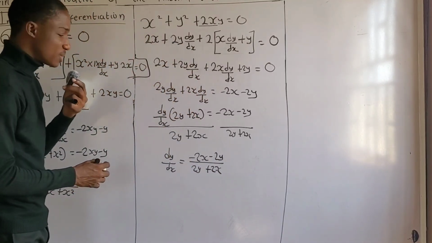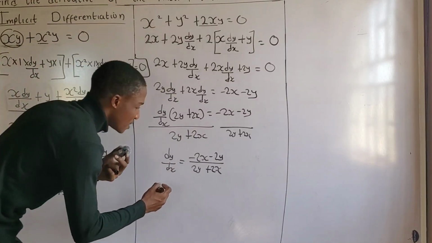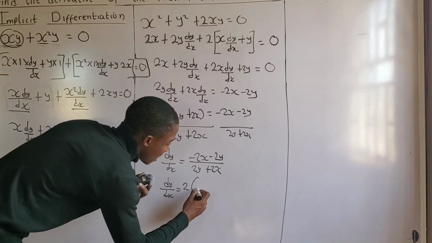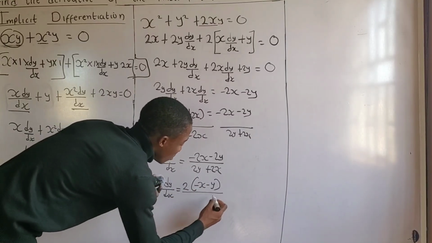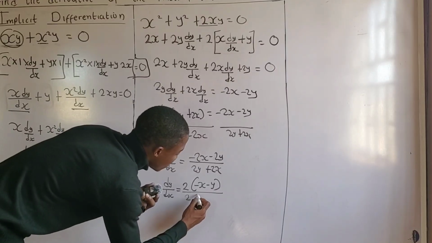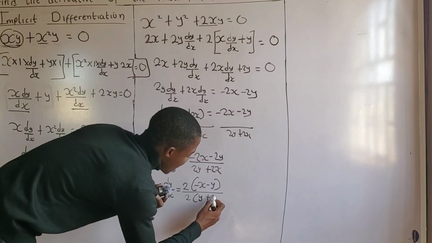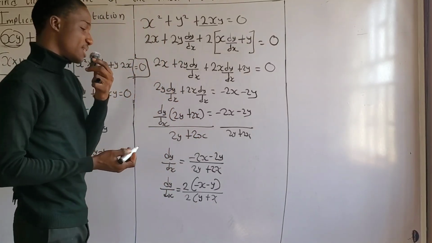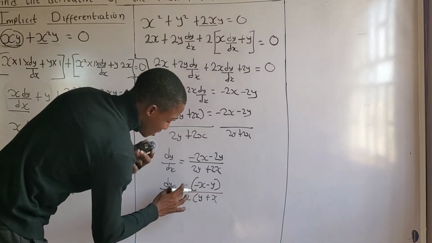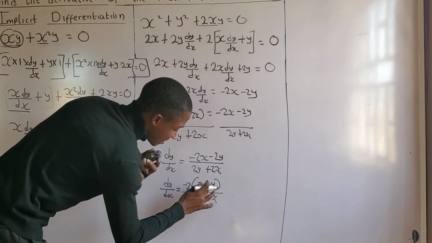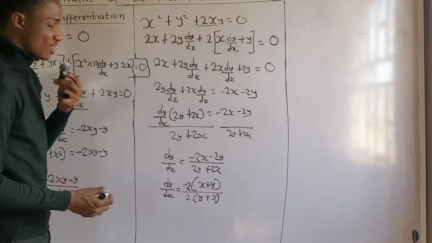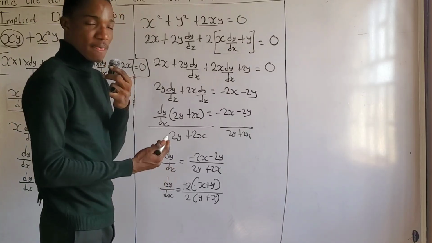Okay, now from this point you can factorize 2. So I'm going to have here dy all over dx is equal to 2 multiplied by negative x minus y, all over, please pay attention, 2 multiplied by y plus x. And you can also factorize negative 2. You understand? That is, here you're going to have negative 2 multiplied by x plus y. Okay? Are you getting it? You can factorize like this. Negative 2 multiplied by x plus y.